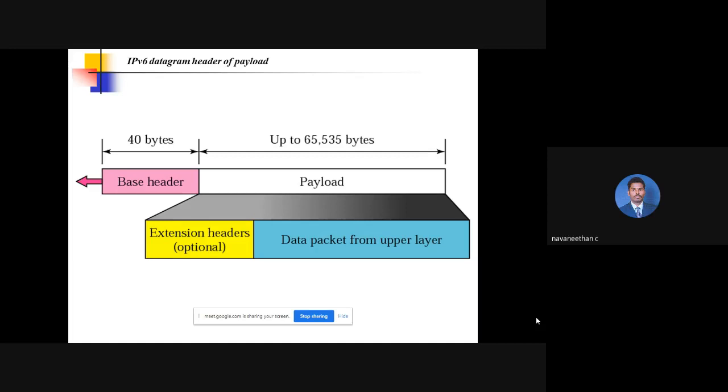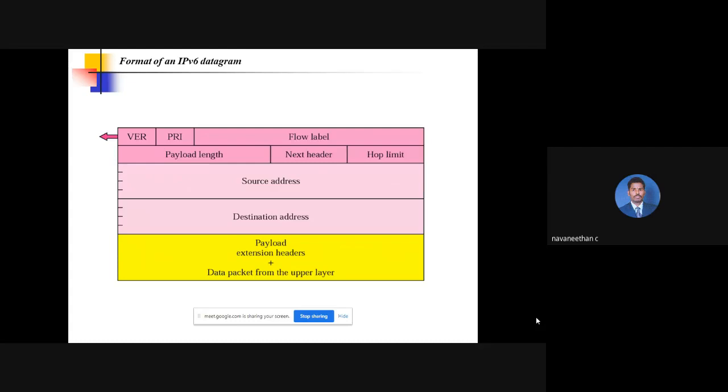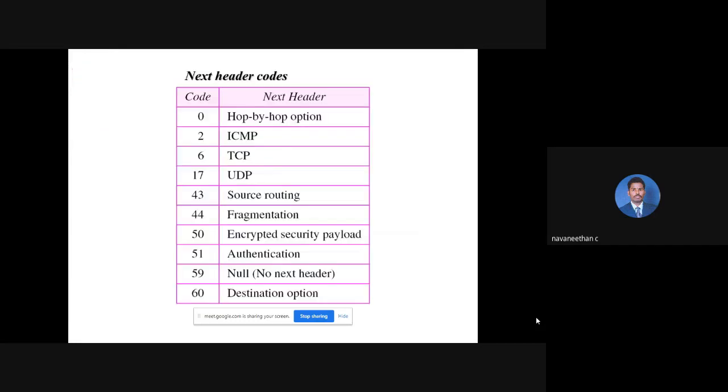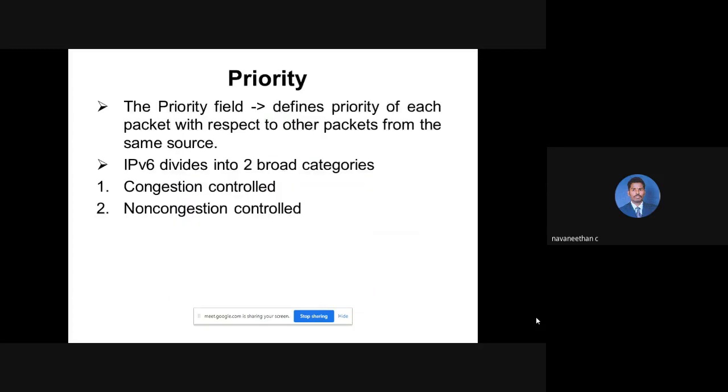Again, the same thing. We have base header and payload. The only thing is the size may vary. And here we have other things like version, priority, flow label, payload length, next header, hop limit, source address, destination address, followed by the other things. I think all these things you might have studied even for IPv4 itself. Next, here we are just going for priority for IPv6.